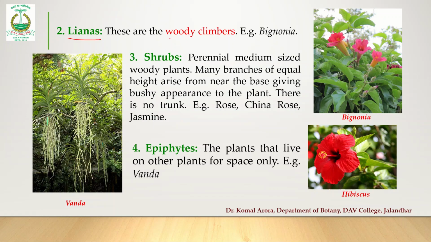Now the second category after trees, we have lianas. What are lianas? These are woody climbers. These are generally observed in tropical environments. As you all know, in tropical conditions the temperature is high, there is a lot of rainfall, so the air is very humid. These are the conditions which are optimum for the growth of plants. That's why in the tropical regions we generally find evergreen forests.